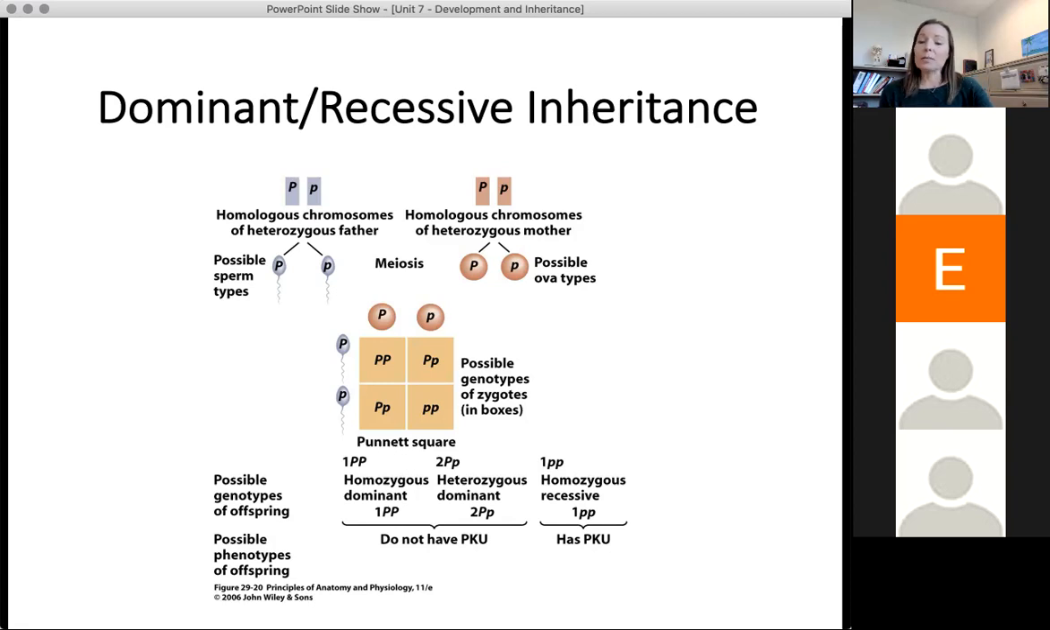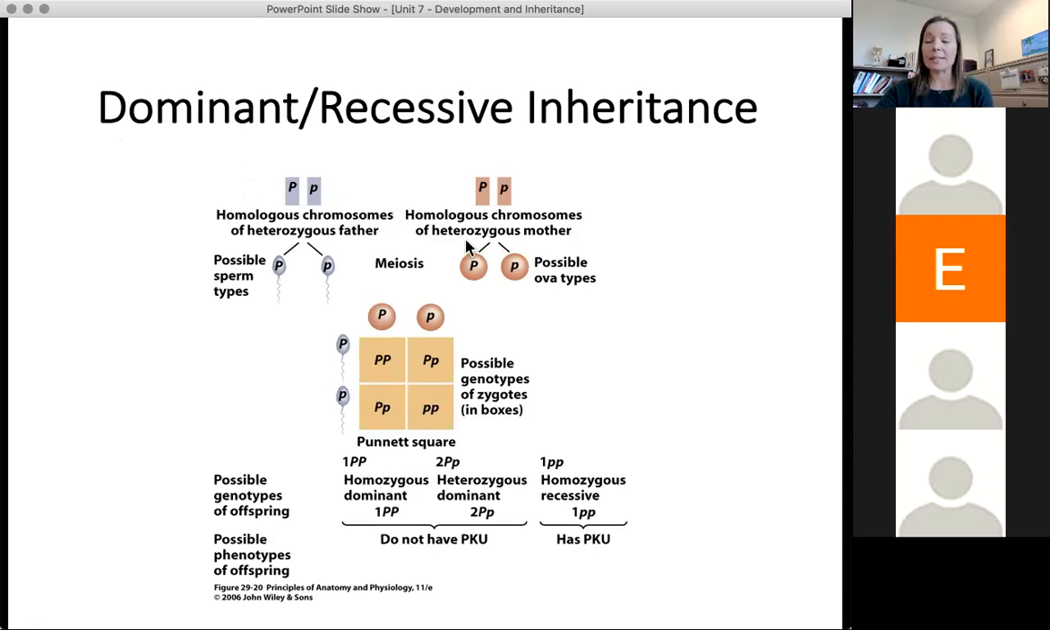So that means one allele is dominant, the other allele is recessive. And if you're writing this out in a Punnett square, you represent the dominant allele using a capital letter. So they've used a capital P here for the dominant allele and a lowercase p, which represents the recessive allele.